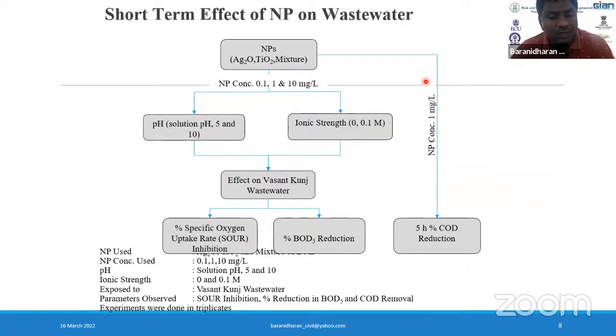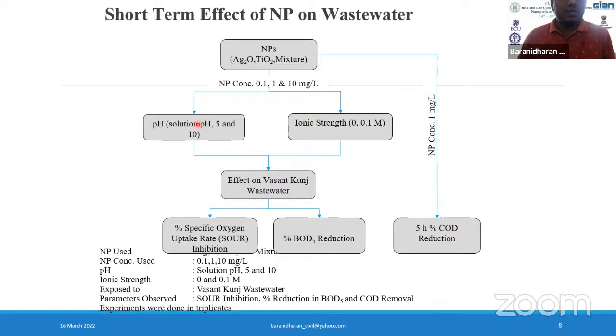Let us take this as a case study where two different nanoparticles were taken, and the other combination was the mixture of these two. Obviously silver oxide and titanium dioxide. Silver oxide, the oxidized form, is the most commonly used antibacterial nanoparticle across all domains, and titanium dioxide is a material vastly used apart from silver, zinc, and copper nanoparticles. The mixture was studied in order to mimic the real-time scenario inside a wastewater treatment system.